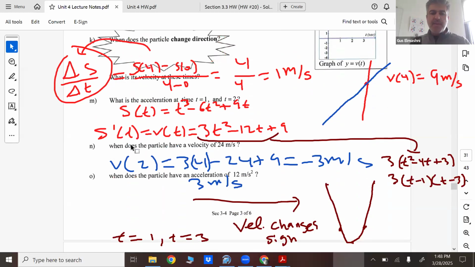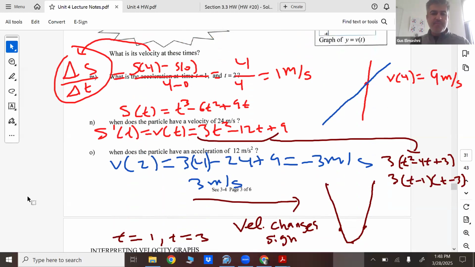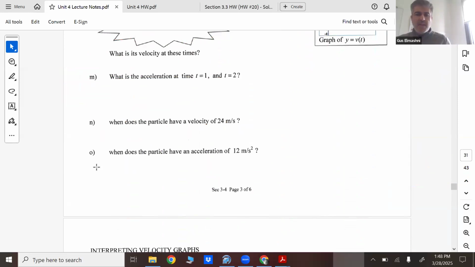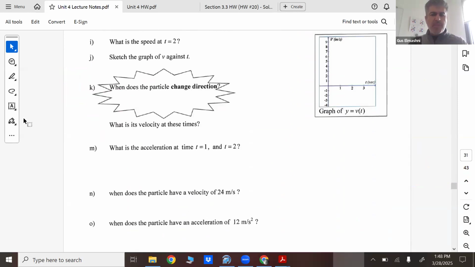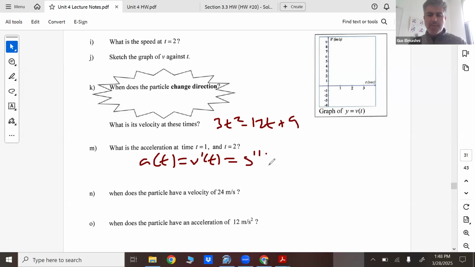Okay, velocity, we already found that. Okay, acceleration, let's do this next. t equals 1, t equals 2. What was my velocity again? It was 3t squared minus 12t plus 9, right? What's my acceleration function now? That's going to be v prime of t, or s double prime of t. So 6t minus 12.